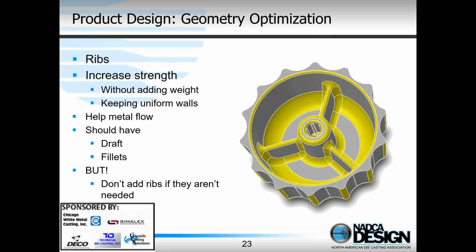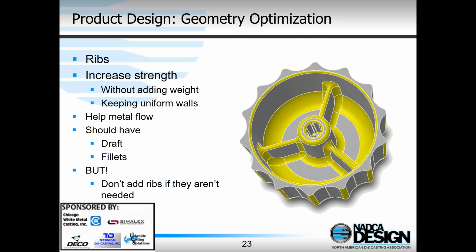But one thing that's kind of important to keep in mind is that, as I just talked about, one of the best ways of saving money to reduce cost is don't add excess material. If you can save metal, you're reducing the amount of metal that's in the casting, so you're going to reduce the cost of the casting. So don't add ribs where it's not needed.